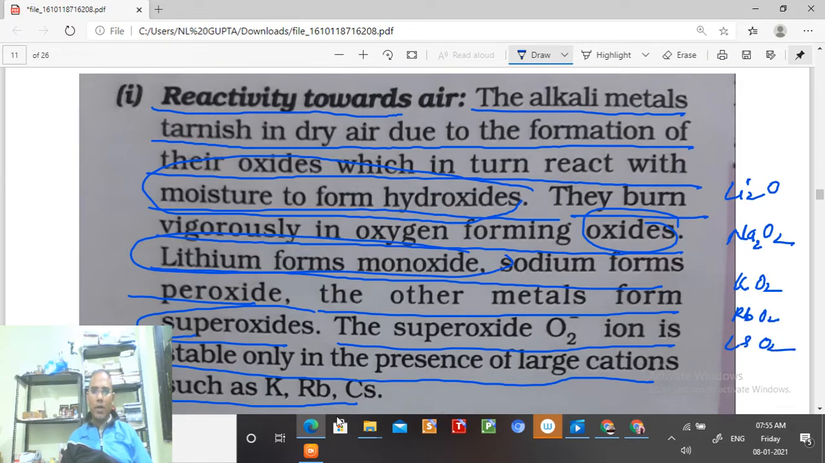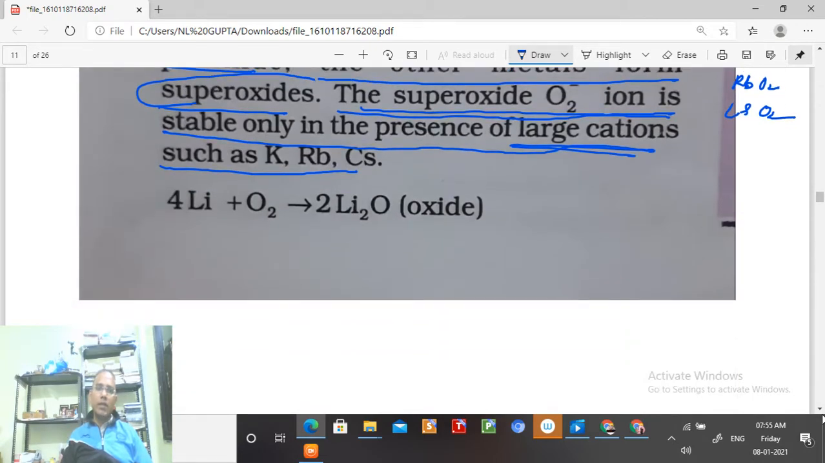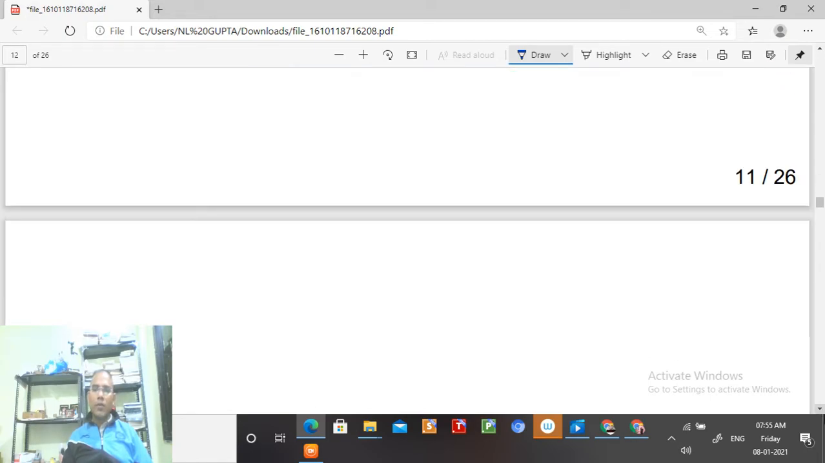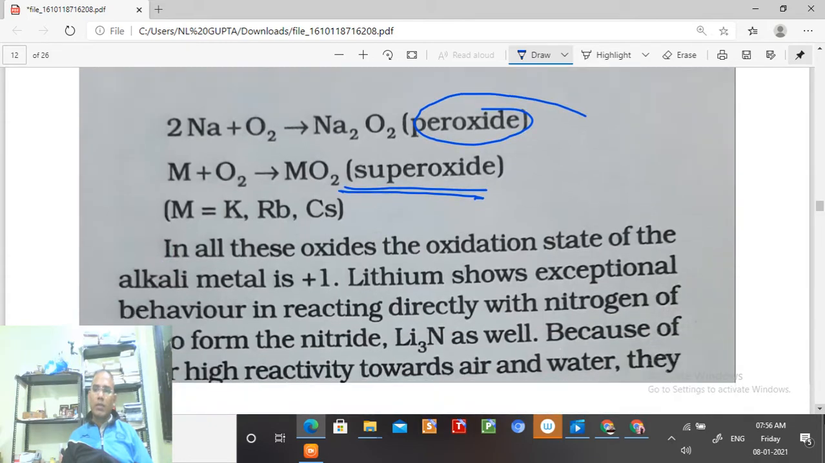They are forming superoxide. The superoxide ion, O2 minus, is stable in the presence of a large cation. So they are saying that lithium reacting with oxygen forms Li2O, the normal oxide. Sodium forms peroxide, Na2O2. The others form superoxide, MO2. Right. Now let us see other properties.